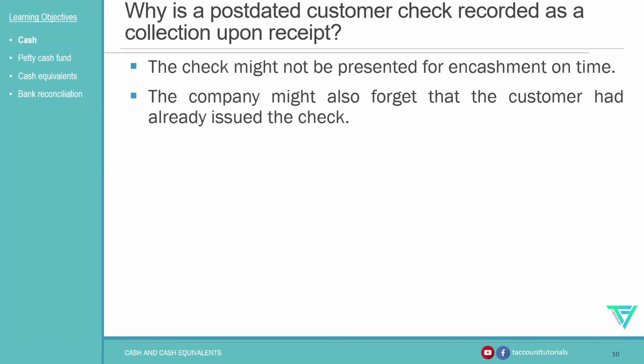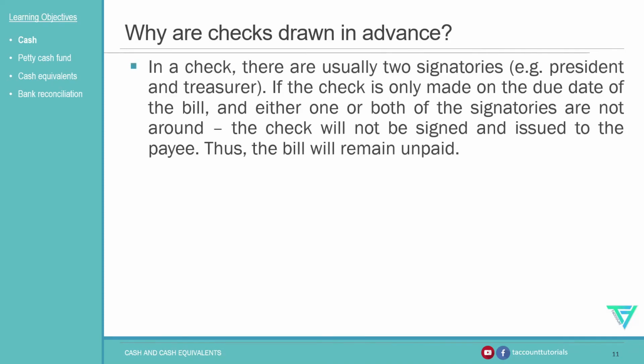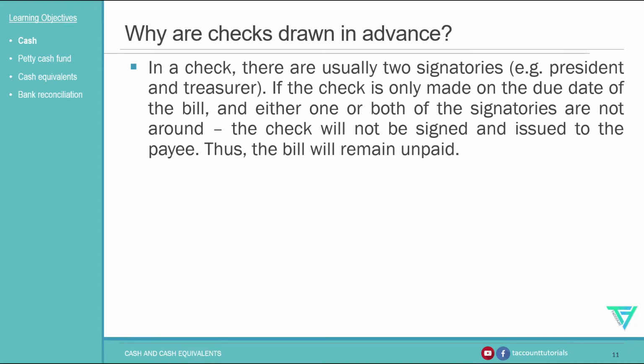You might be wondering why checks are drawn in advance. A check is only issued when it is signed, and usually there are two signatories. Imagine the situation: a company has a bill from its supplier that needs to be paid today. What if at least one of the signatories is not around? The check will not be signed, and of course it will not be issued to the supplier. Thus, the bill will remain unpaid.